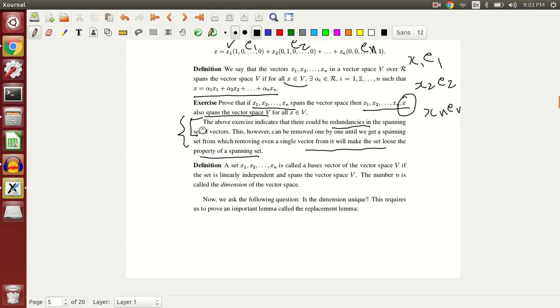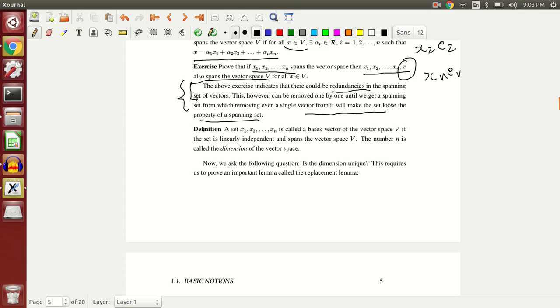Okay, now having understood that, we'll have a notion of what a dimension is. A set x1 to xn is called the basis of a vector space. I think let's continue this in another lecture.